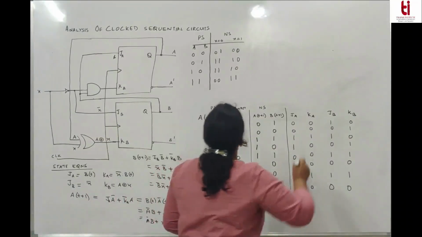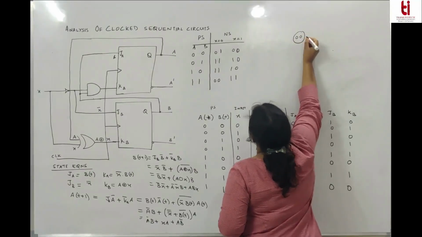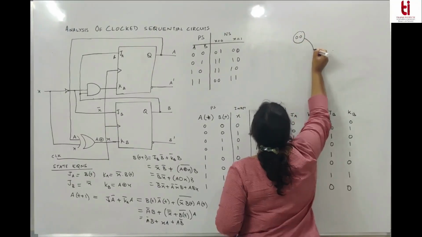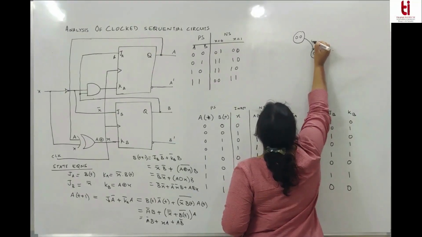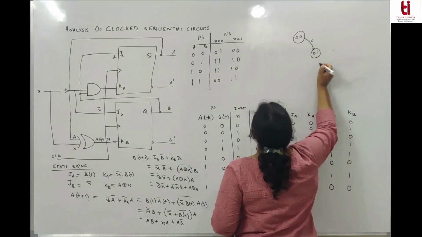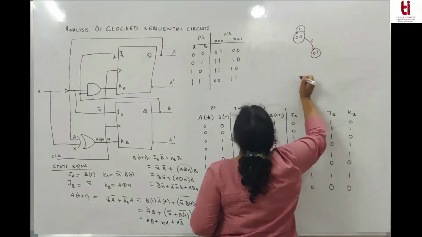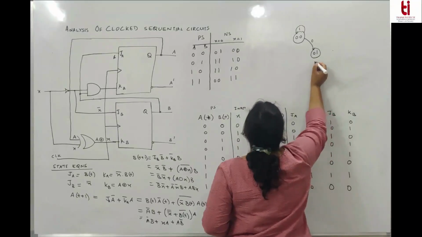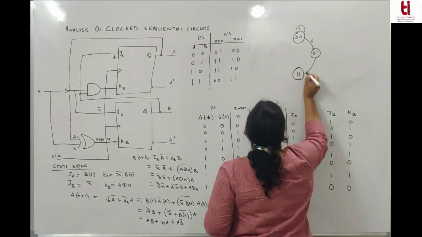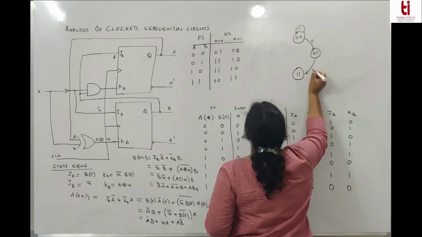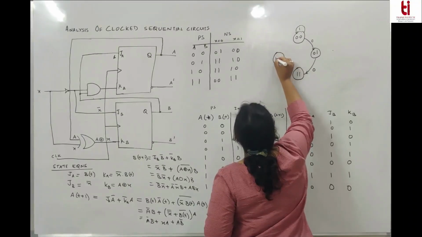And final state diagram will be, we can start from 0, 0. When x is 0, there is no output. For x equal to 1, it remains within the same state. From 0, 1 on x equal to 0, it goes to 1, 1. For x equal to 1, it goes to 1, 0.